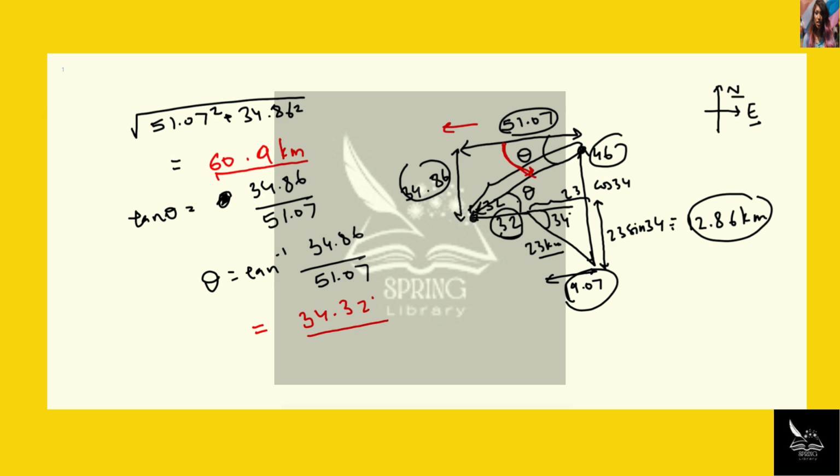Hence, we want to go a distance of 60.9 kilometers at an angle of 34.32 degrees, but this is west and we turn downwards, which is south, and hence this angle would be south of west.